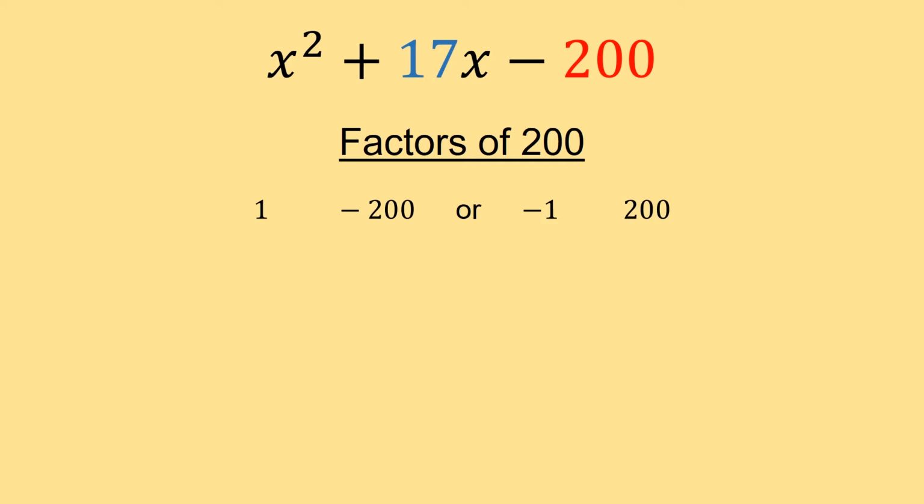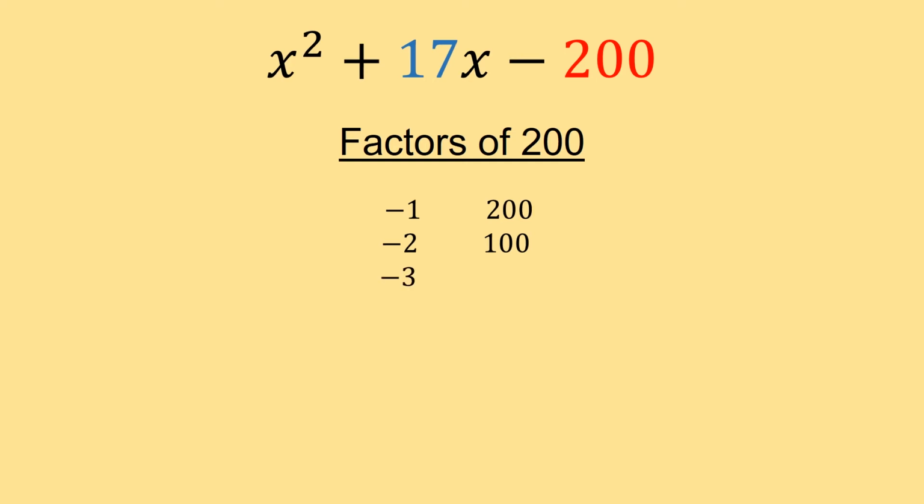But since b is positive, we know that the larger factor of c is going to be positive and the smaller factor of c is going to be negative. And so we can cancel out 1 and negative 200, and we can continue on listing our factors with the smaller one being negative and the larger one being positive. We'll continue down the smaller factor list. So what about negative 3?